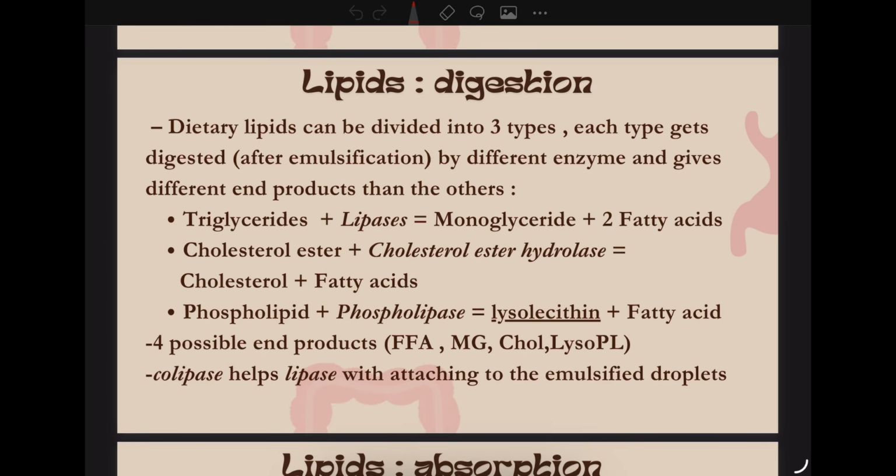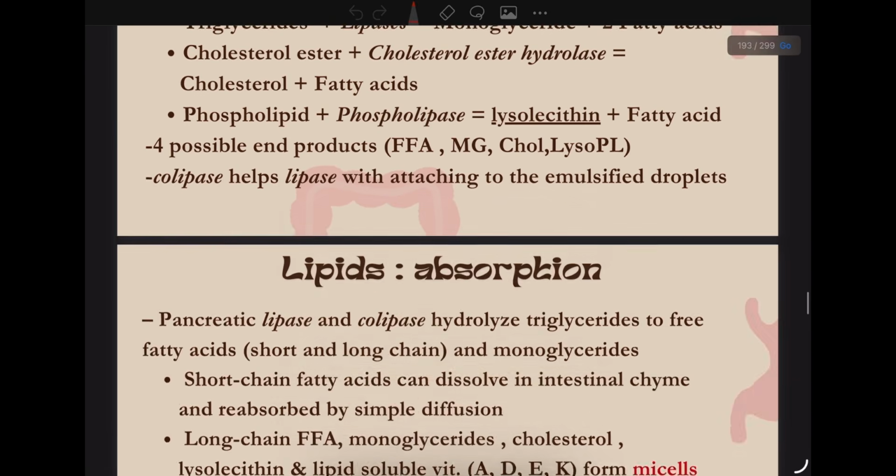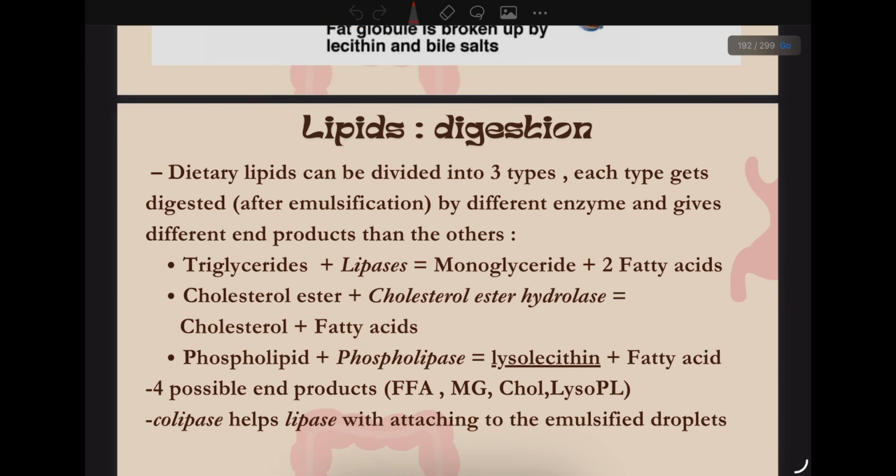So, dietary lipids can be divided into three main types. After you emulsify it, it can be either triglycerides, cholesterol ester, or phospholipids. Triglyceride, cholesterol ester, phospholipids. These three, can you see them? They are dealt with by a certain enzyme for each of them, and they give us different end products.